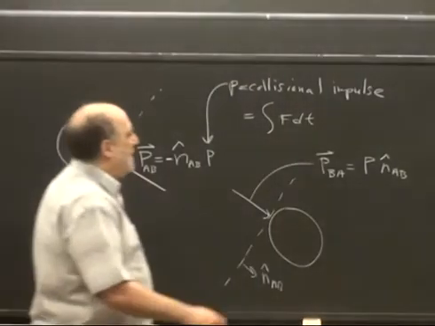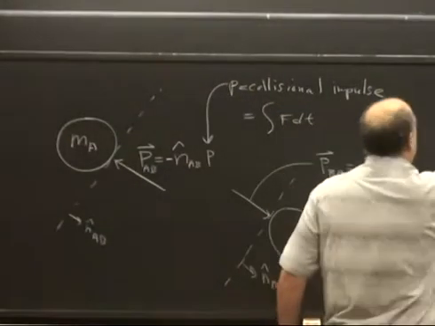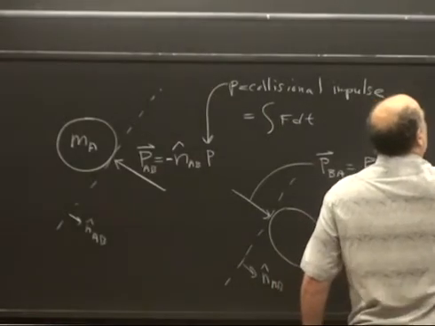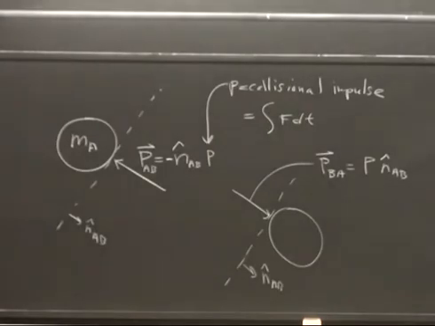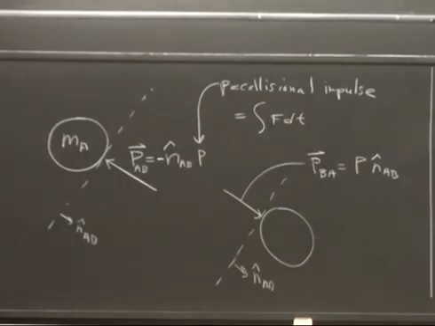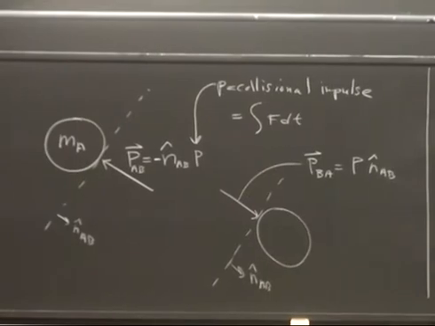Now if we write linear momentum balance, and in this case it actually is linear momentum balance. It's not in the F equals ma world. It's the impulse momentum world. The change in momentum is equal to the impulse.